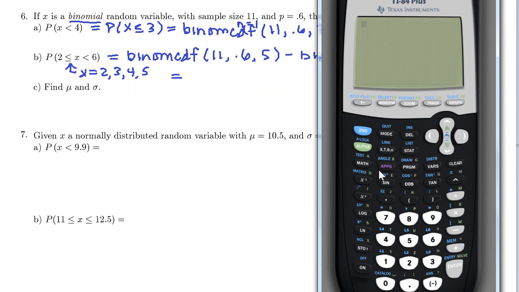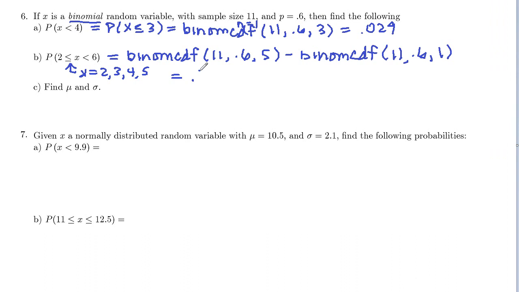So let's clear this out. We're going to go to second variables, go down to binomial CDF again, which is B. And trials 11, 0.6, we're going up to 5. And then minus, we're going to do the same thing again, second variables, go down to B, and then we're going to put in x equals 1. So now we've got a difference of two binomial CDFs. So 0.2457, so 0.246 to 3 decimal places.